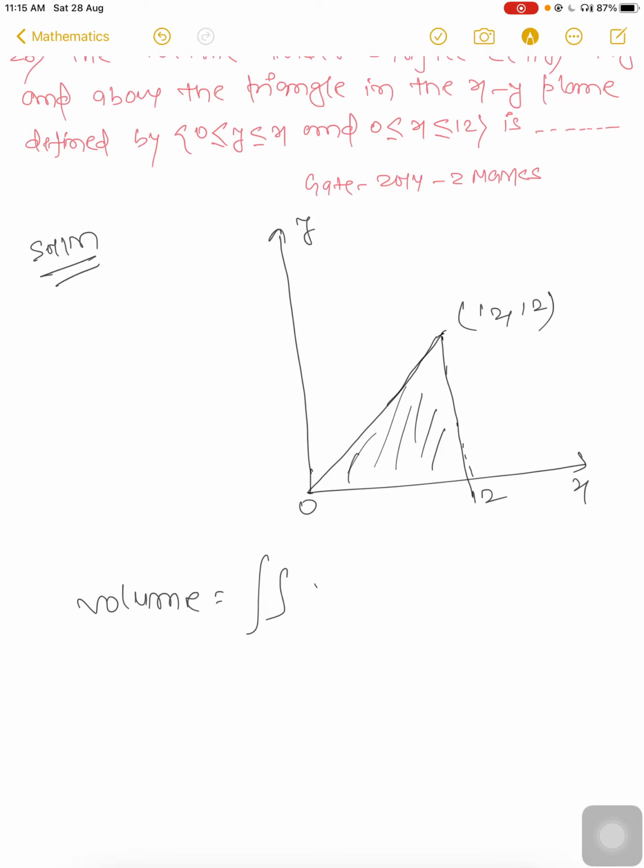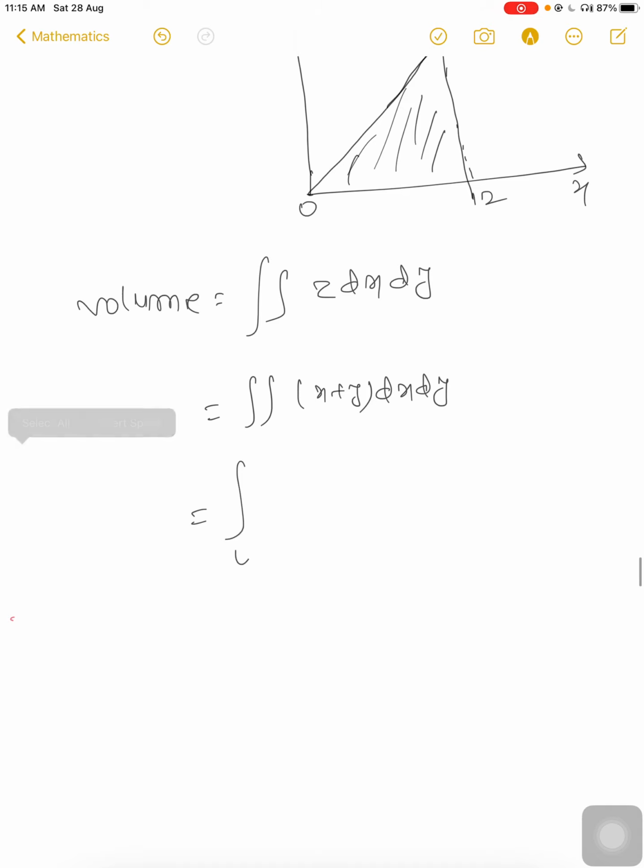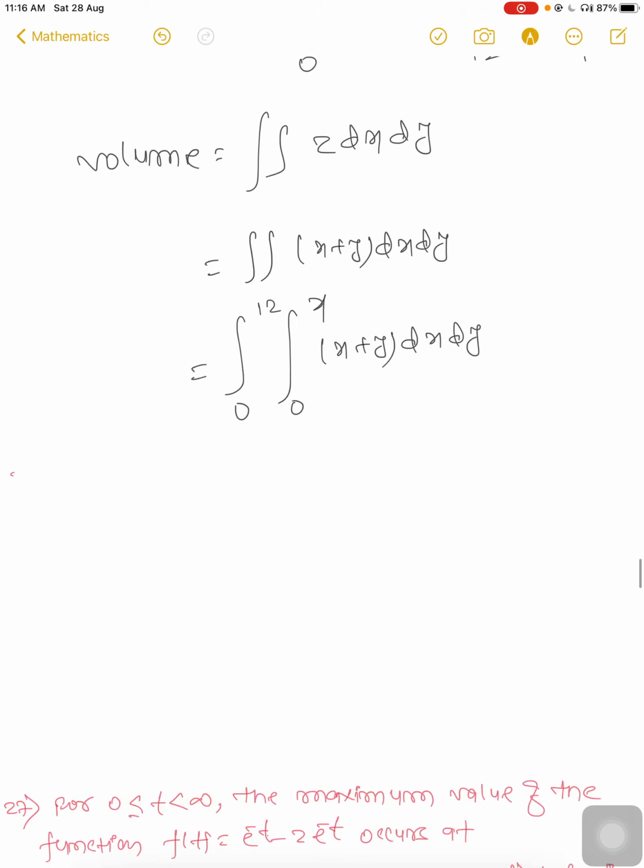So volume is equal to the double integration of z dx dy. So z is equal to x plus y, and here the limits are 0 to 12, 0 to x, of x plus y dx dy. In double integration, if the limit is given as x, then you have to integrate y only. So dx will be the constant.